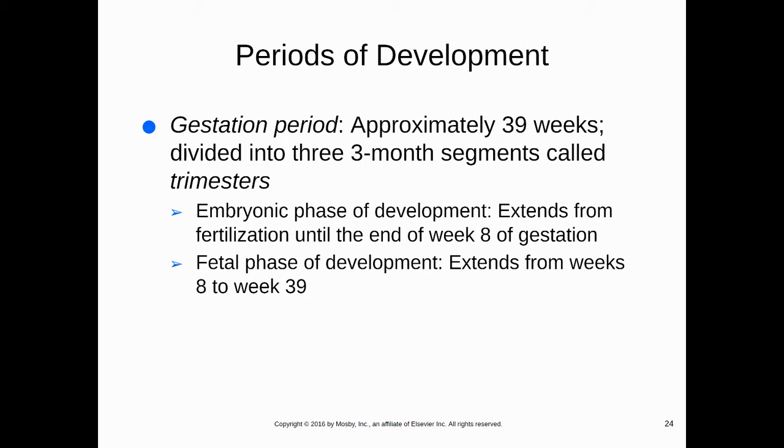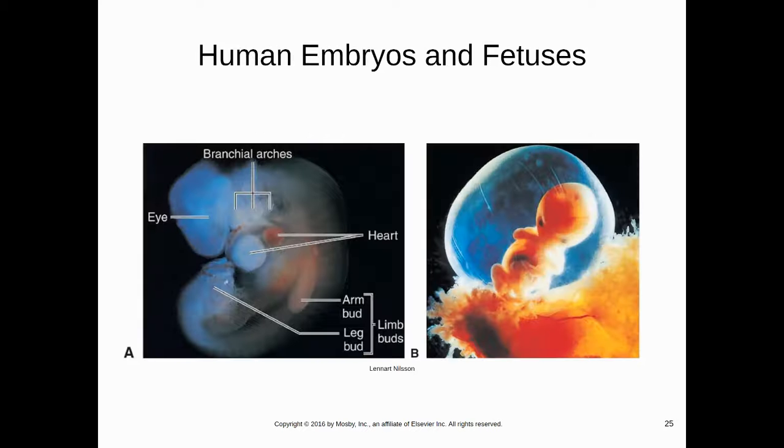And remember, whenever they talk about the periods of development, the 39 weeks, it's not exactly 39 weeks. If you've been pregnant, you know what I mean. Essentially it starts from the time of your last period, so 39 weeks isn't really 39 weeks. And then the fetal phase of development extends from week 8 to week 39. Okay, or 40, or whenever you finally give birth to the child. Hopefully you don't make it past 41 weeks. I pity you if you do.